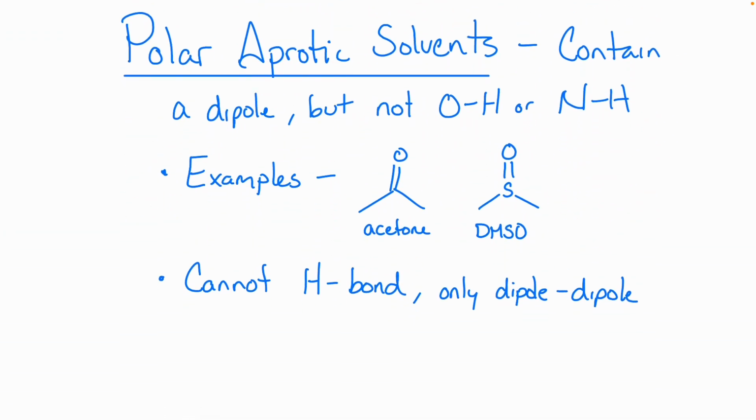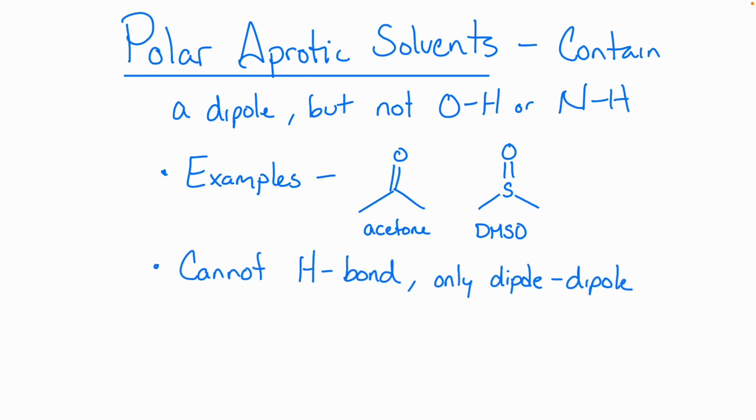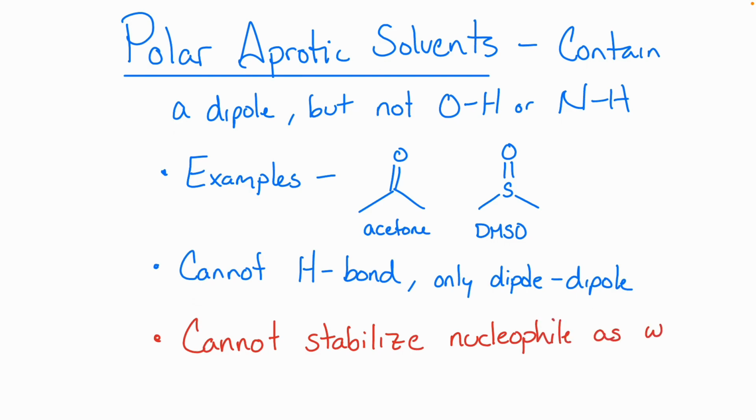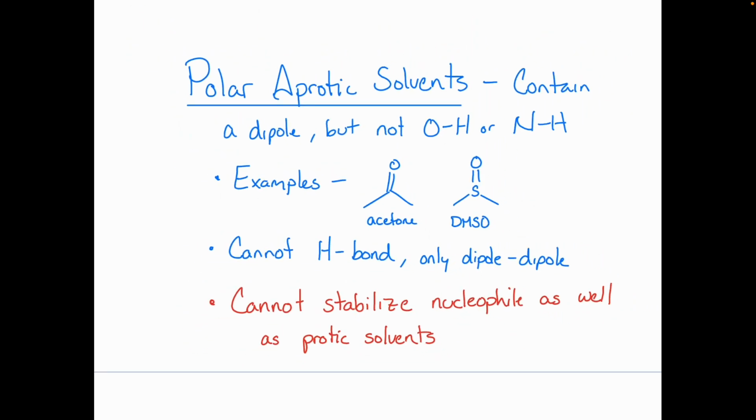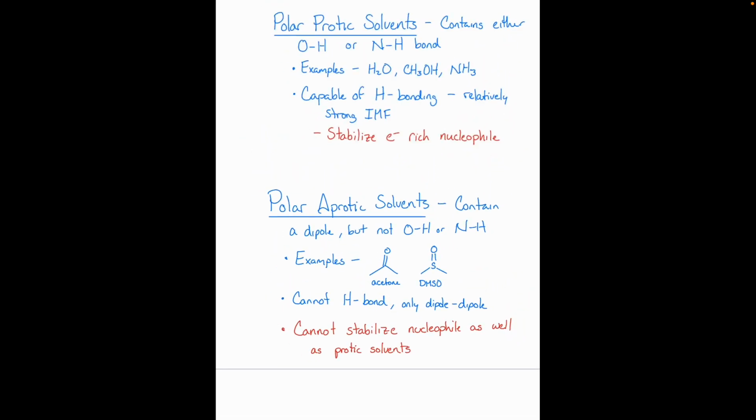If you have a polar aprotic solvent, it's still polar, it's still kind of doing its best job, but it just simply cannot stabilize the nucleophile as well. It's going to form much weaker interactions with its dipoles, not those nice strong hydrogen bonding interactions. All right, so then which one would be better if we were trying to do a substitution reaction?